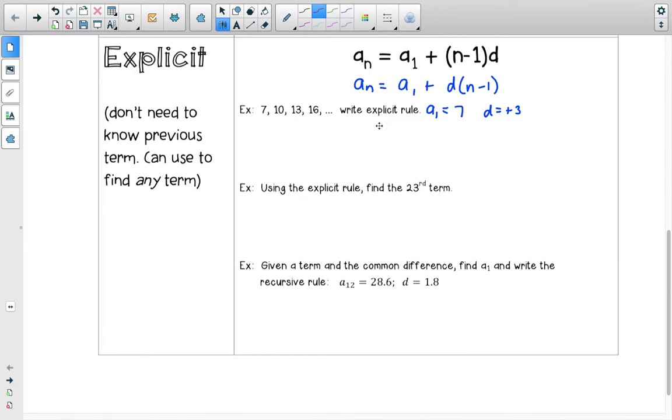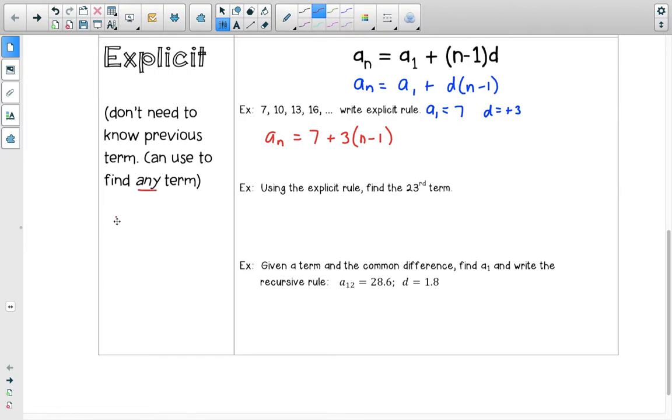So to write our explicit rule, we write out a sub n, because that's the value that we're wanting to find, is equal to our a sub 1, which is in fact 7. Then our common difference is a positive 3, so we're going to put plus 3 times, and then we keep our n minus 1. This is our explicit form. Now the reason we want to know explicit form is because we don't need to know the previous term, that you can use it to find any term.